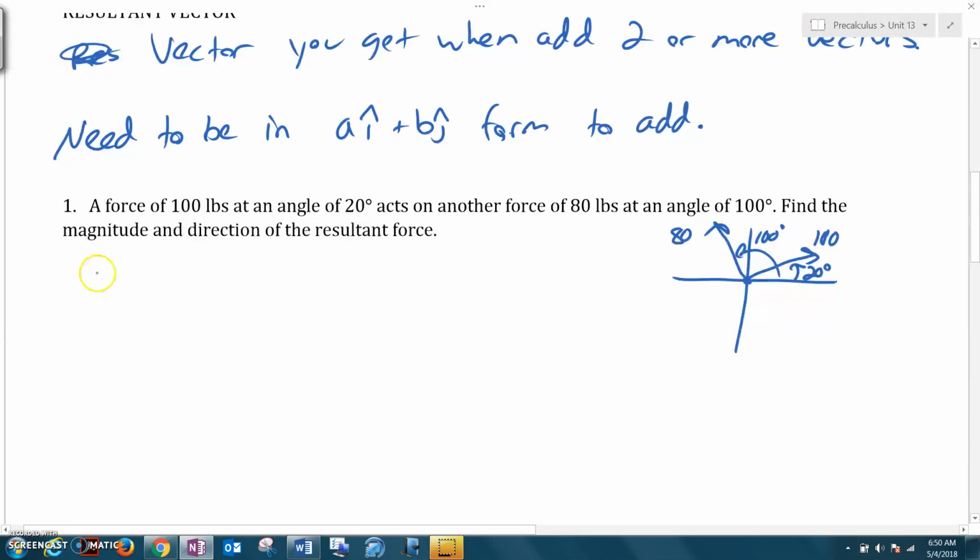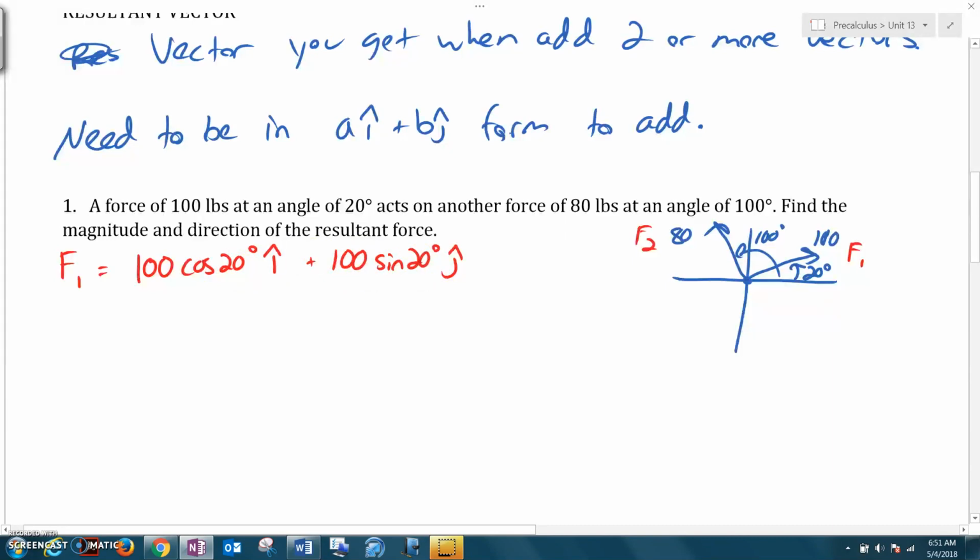Okay? So to do that, let's call these F1 and F2. This is F1, this is F2. I need these in component form. So F1, I need to turn into AI plus BJ. So I need to do R cosine theta and R sine theta. So the magnitude is 100, cosine of 20 degrees. That'll be the X piece. And 100 sine 20 degrees would be the Y piece. Again, these are the formulas you've known for a long time now. It's R cosine theta, R sine theta for the X and Y piece.